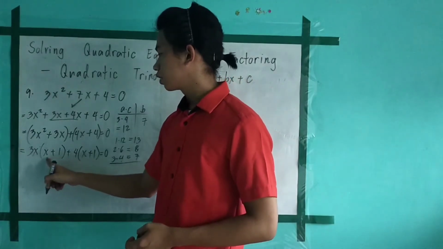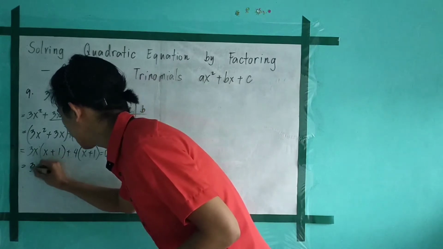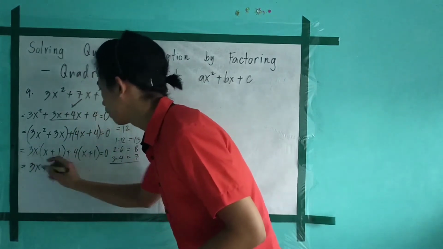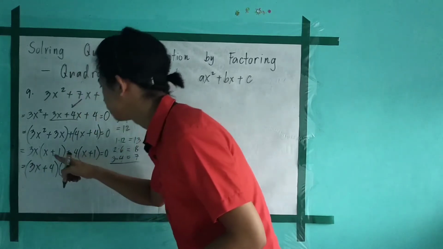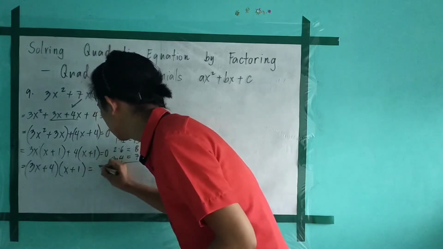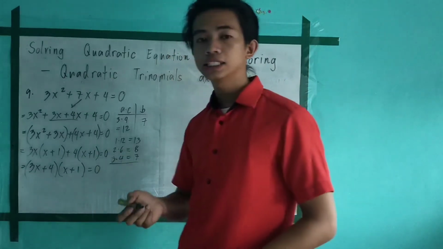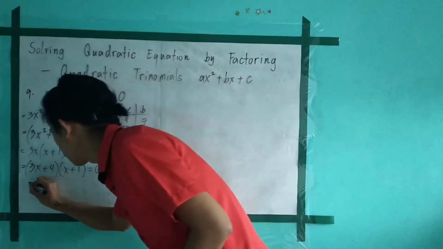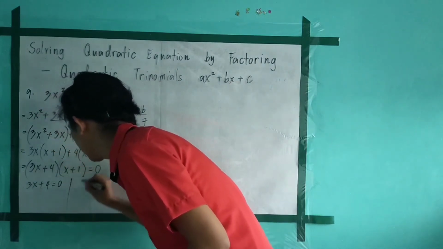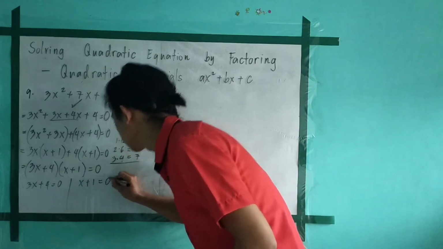Next, so x plus 1, magkapareho, sa pagsasamahin natin. So, 3x plus 4, yung nasa labas, parenthesis, then x plus 1 is equal to 0. And then, equate na natin siya by 0. So, we have 3x plus 4 is equal to 0. And the other one is x plus 1 is equal to 0.